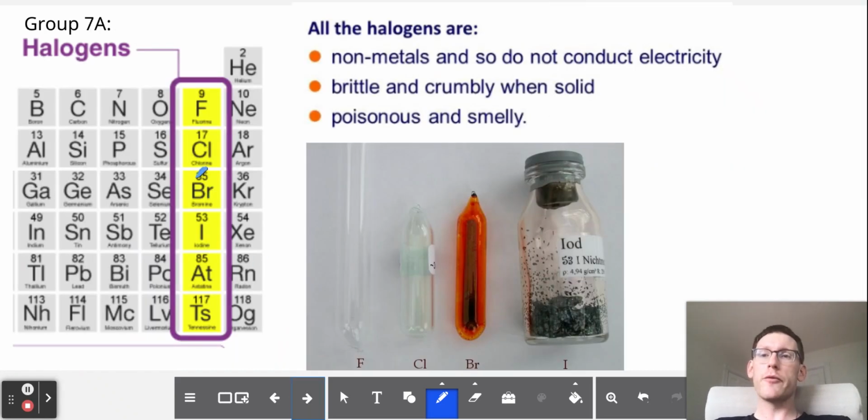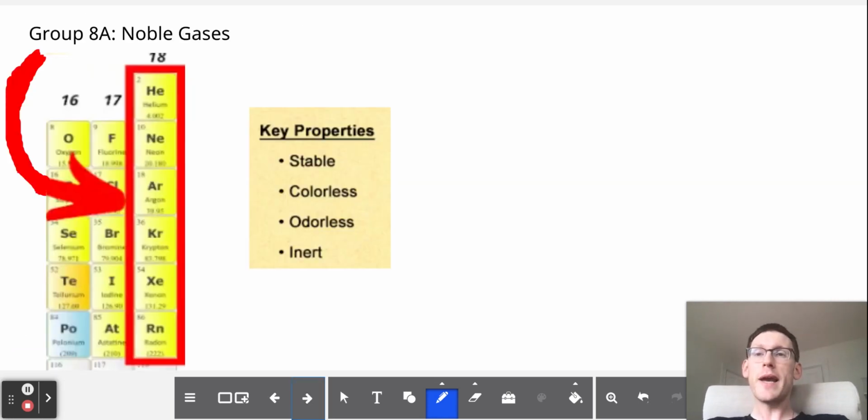Moving over, we have group 7A, the halogens. These are the most reactive of the nonmetals. They tend to be quite toxic and smell bad. They have different phases. As we can see, iodine is a solid, bromine's a liquid, chlorine and fluorine are gases. They are non-conductors because they are nonmetals. Next, we have group 8A elements, the noble gases, which are very chemically stable. They're completely inert, they're odorless and colorless.